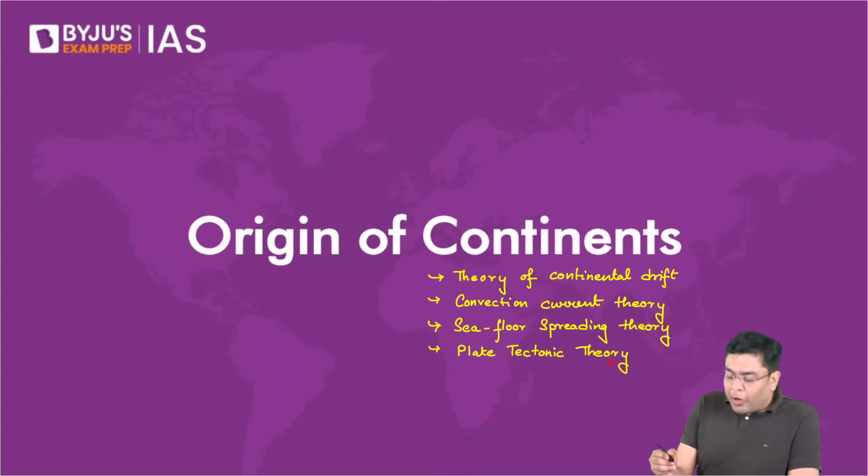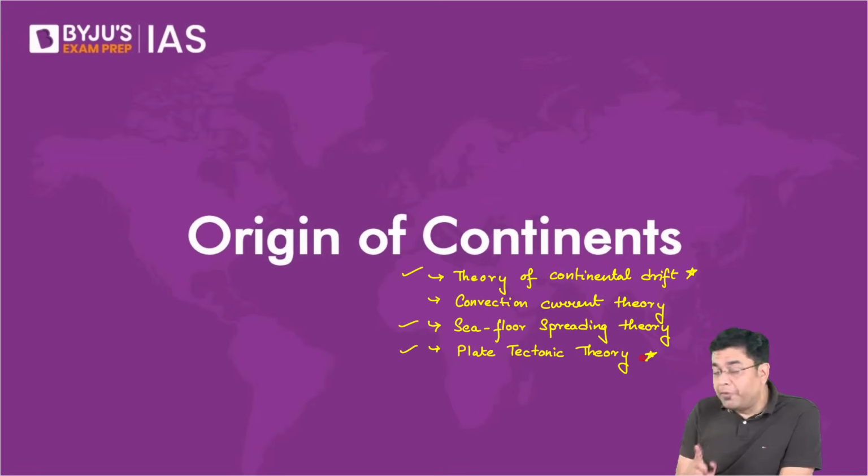So, out of all of these, UPSC has basically repeated questions in the mains from the theory of continental drift, from the seafloor spreading theory, as well as from the plate tectonic theory. But if you have to finally triangulate upon the important areas very much relevant for your examination, here, continental drift theory as well as the plate tectonic theory are going to be the most prominent ones.